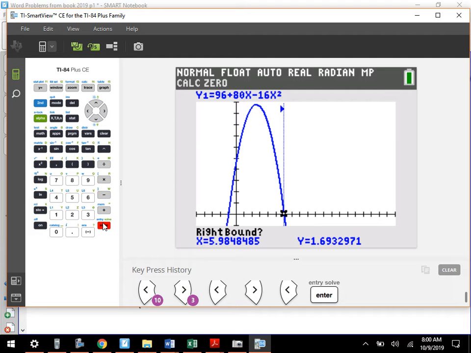My right boundary, I'm going to go past it, because now I'm negative. My y value went from positive to negative. Somewhere in between there, it crossed 0. You okay with that? So I hit enter again.